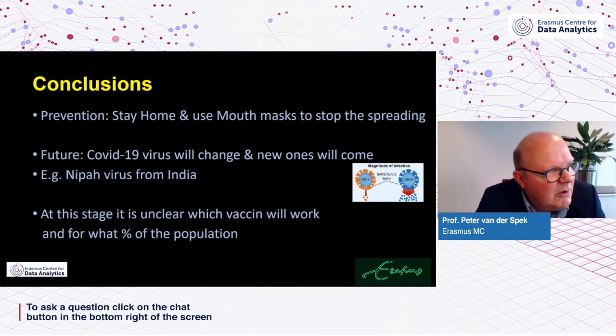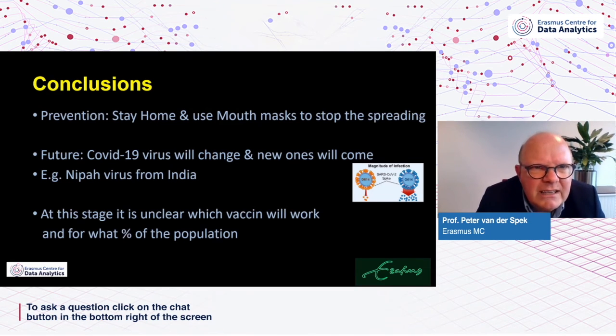However, it's also becoming more clear that not all patients or people who get infected by this SARS-CoV-2 virus actually make antibodies against the virus. So that means that they potentially lose their immunity and can get the disease again. So therefore, it's also not clear, in my opinion, whether all vaccines will work for everybody.